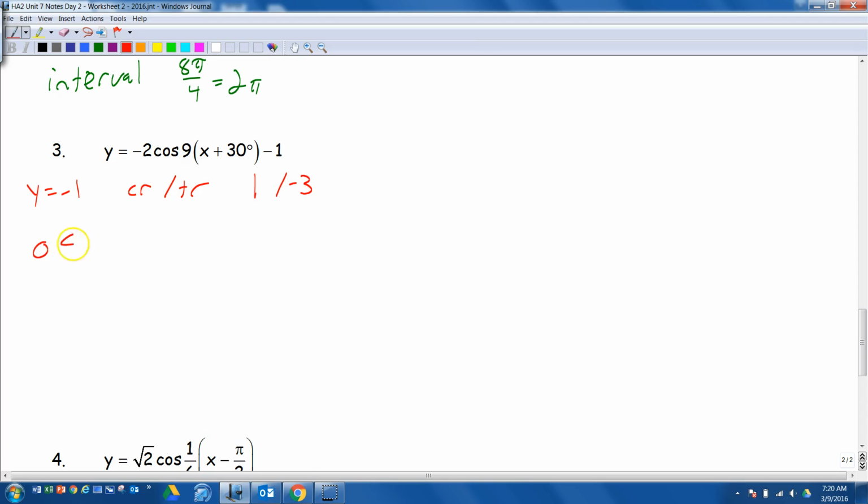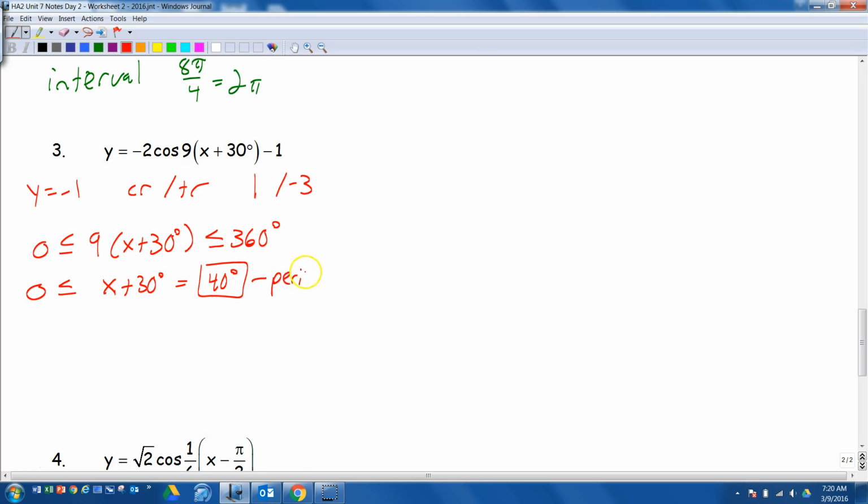We're going to set up our inequality. This whole thing should be normally between 0 and 360 degrees. Again, I'm in degree mode. Divide by 9 and I get x plus 30 degrees equals 40 degrees. This is the period of this, because there are 9 cycles in 360. And then finally we do a shift. So the graph will go between negative 30 and 10, and it will go up by an interval of 10 degrees.